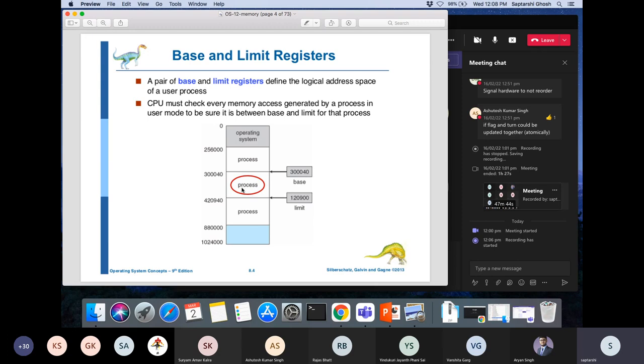And when this process is running and it generates an address, the CPU must check whether that access is within this space or within these addresses or not. If not, that means the process is trying to do something illegal, and then we know what kind of thing happens, like a segmentation fault or those kinds of things, right? So that is an early scheme.